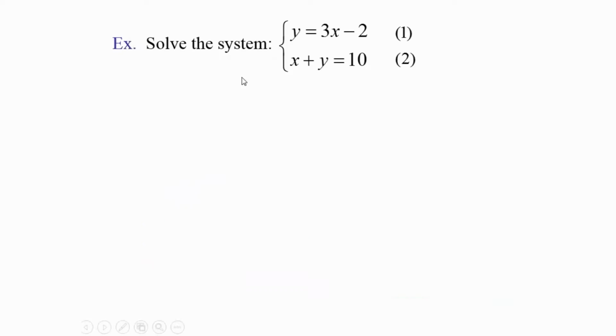Here's an example on how to solve it. y equals 3x minus 2 and x plus y equals 10. Let me change the color here.